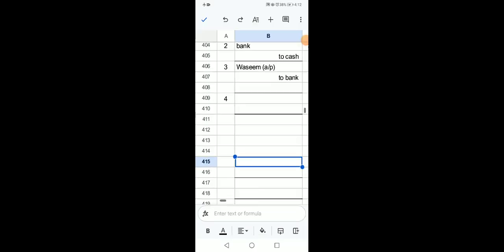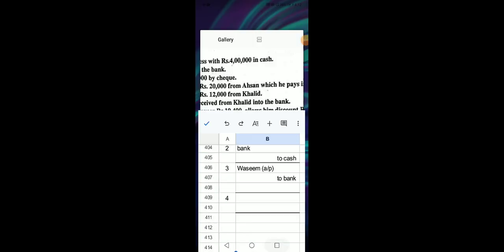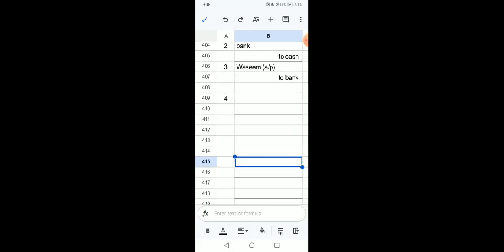So a check is received from Ahsan. First we will see this, and the same check has been deposited into the bank. We can make two entries and we can make a single entry as well. So here we are making a single entry. That means at the first step he had received a check from Ahsan. This is step number 1, and at the same time, on the same day, he had deposited the check into the bank. All right, so what exactly had happened?